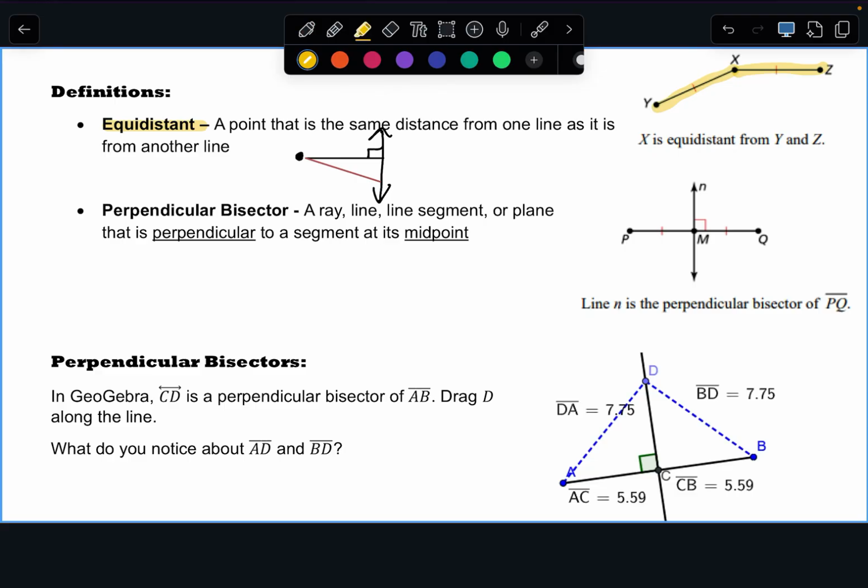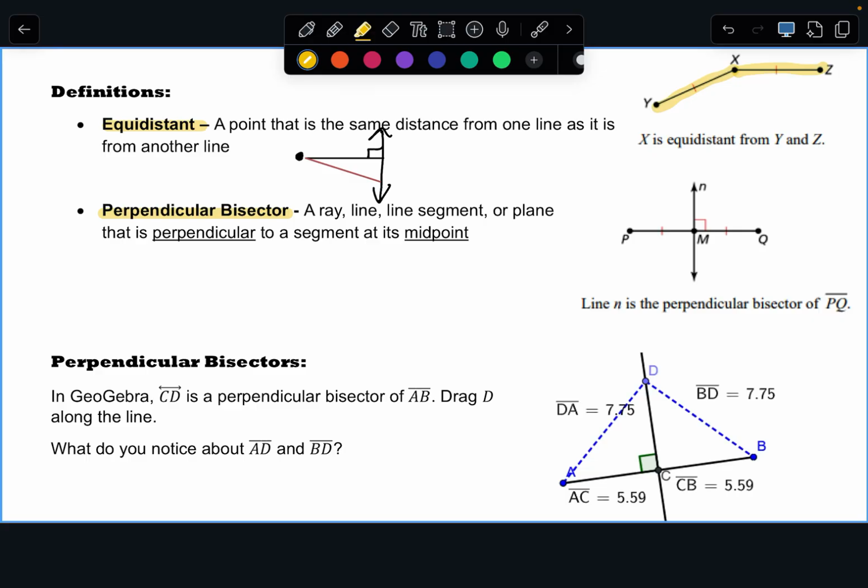First definition, first special segment that we're going to talk about is a perpendicular bisector. If you look on your cheat sheet, this is one of those definitions that's typed up, or one of those vocab words that's typed up. These five are your special segments. We'll do two today and then one each day for the rest of the unit.